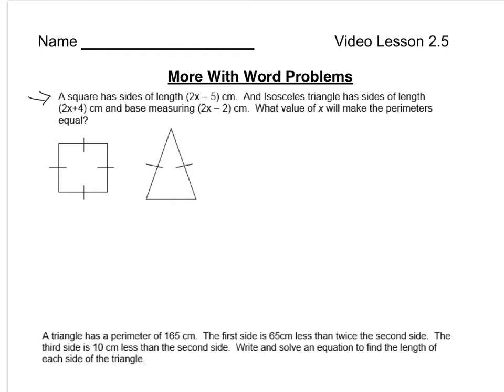Well, first of all, we know perimeters. To get perimeter, you have to add all the sides of the shape. Well, let's start with our square. If the square has side lengths of 2x minus 5, well, a square has 4 sides that are congruent. So all 4 sides are 2x minus 5.